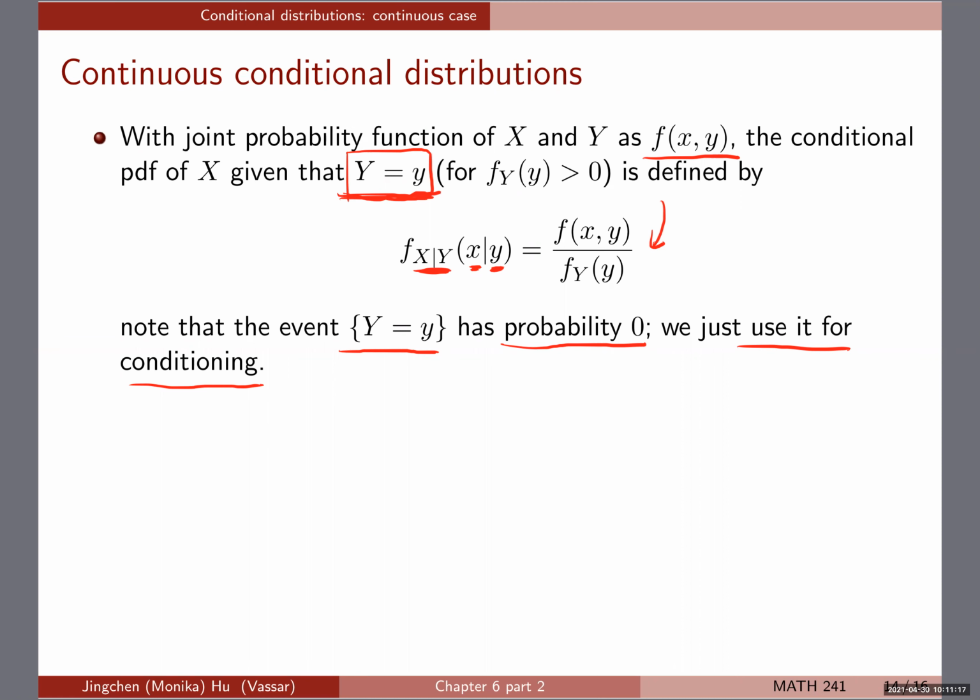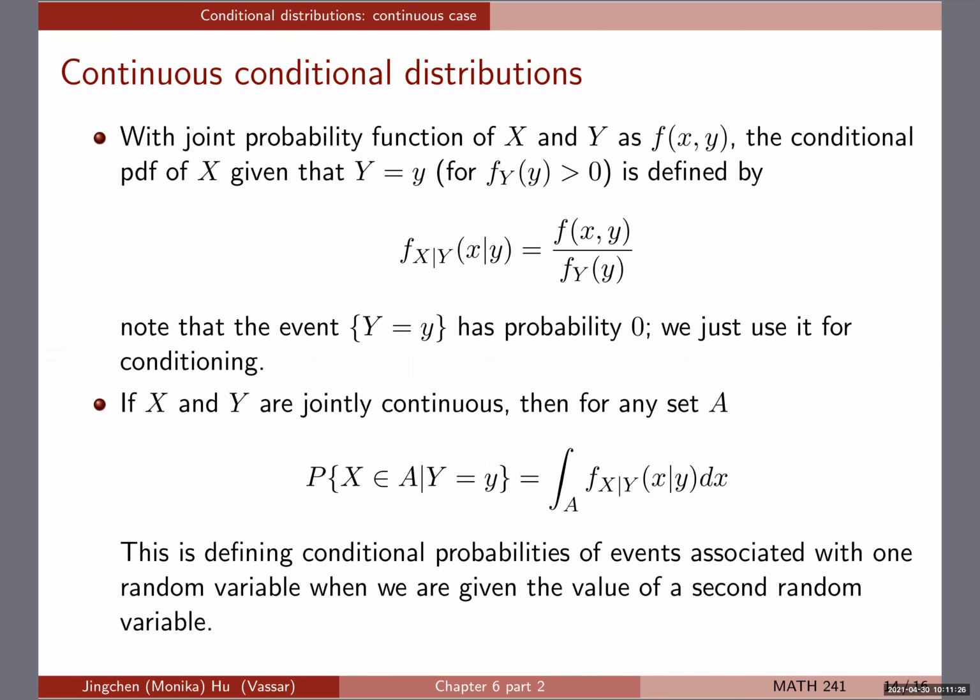So this still follows the same general concept of conditional distribution: you have the joint over the marginal. If they are jointly continuous and you want a conditional probability of the random variable x in a particular region A, then just like we did before, you work with the conditional distribution of x given y, and you integrate with respect to x over this particular region.